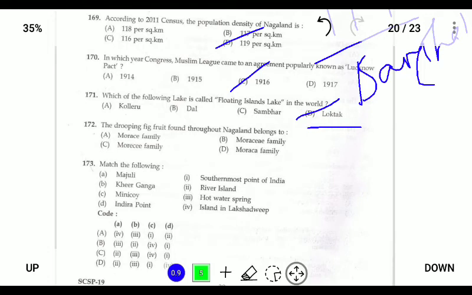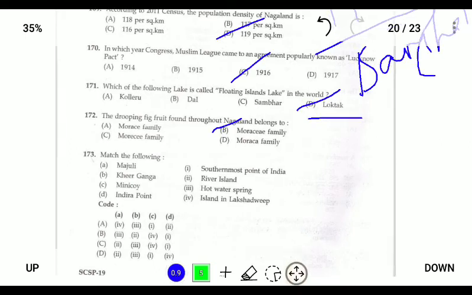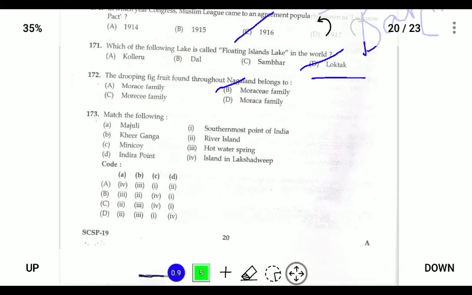The drooping fig tree found throughout Nagaland belongs to the Moraceae family. Next, match the following. Majuli is a river island located in the Brahmaputra River in Assam. Minicoy is an island of Lakshadweep. Indira Point is the southernmost point, which is 6 degrees 4 minutes.